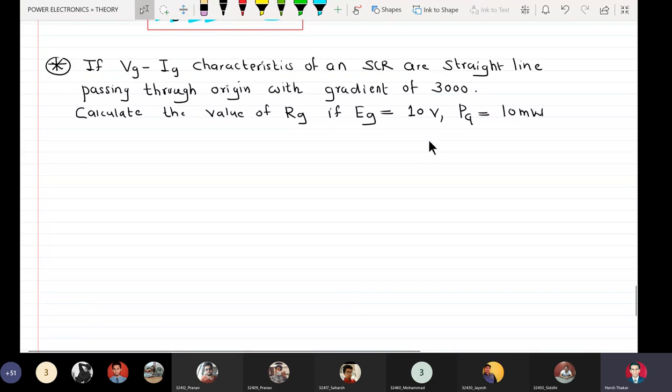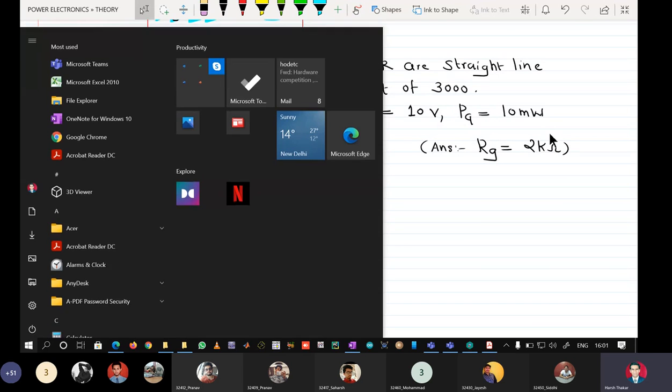Fine. And the key is, the answer to this numerical is Rg comes out to be 2 kilo ohms.